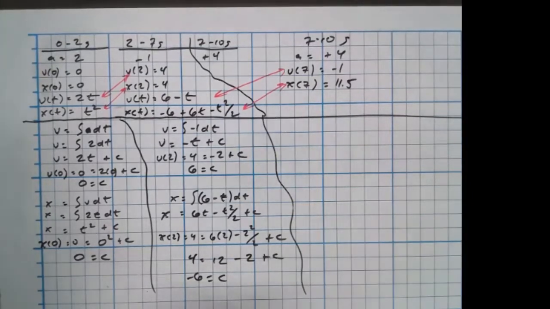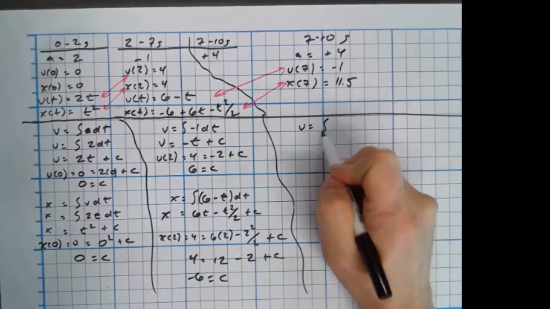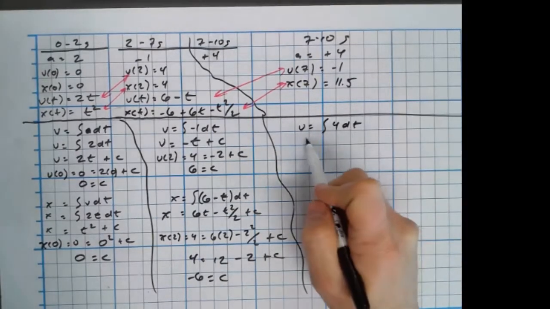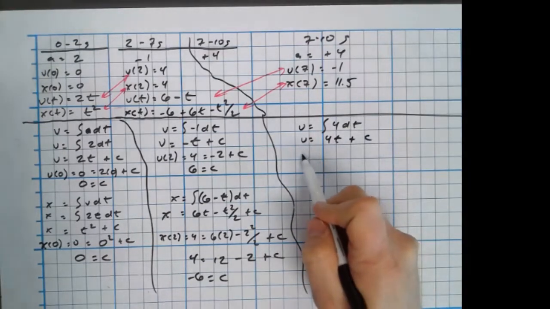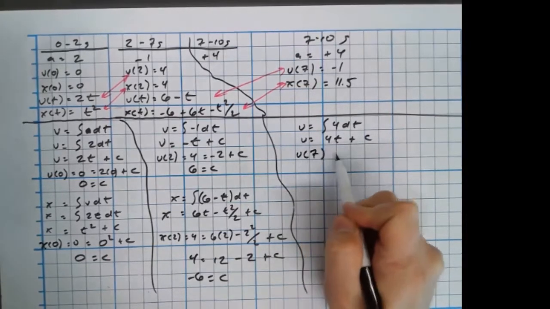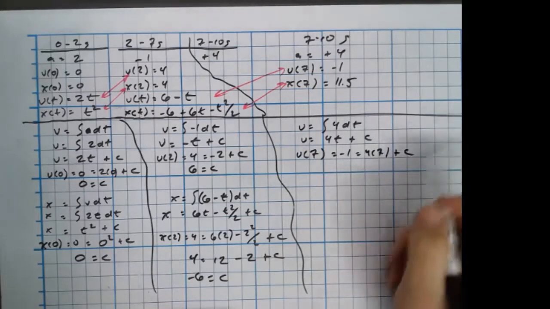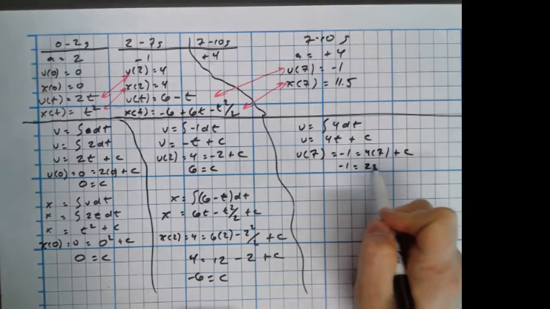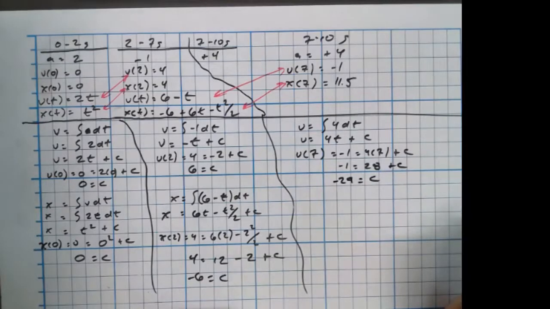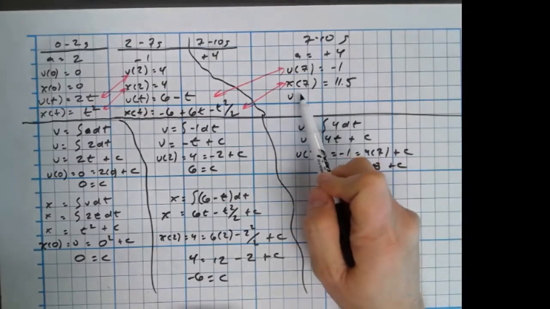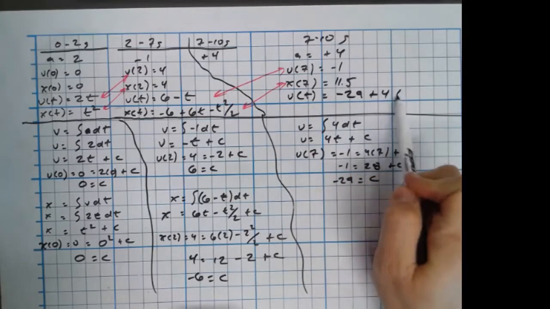Okay, now I'm going to use that to figure out the functions that go with it. So the velocity is the integral of a dt, and the a is 4. So it's the integral of 4 dt. So the velocity is 4t plus a constant. So the velocity at time 7 is -1. That equals 4 times 7 plus a constant. That's -1 equals 28 plus c. That means the c must have been -29. So velocity as a function of time is -29 plus 4t.